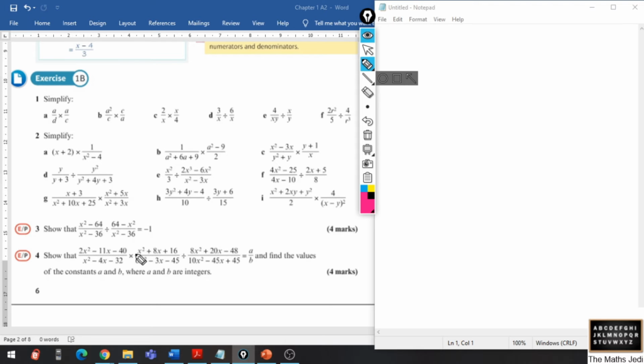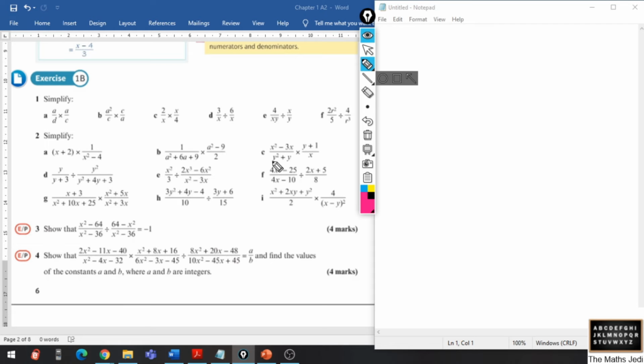So 2x squared minus 11x minus 40 over x squared minus 4x minus 32, times x squared plus 8x plus 16 over 6x squared minus 3x minus 45, and then divide by 8x squared plus 20x minus 48 over 10x squared minus 45x plus 45. And we've got to simplify that into a very easy form, a and b, where a and b are constants. So all the algebra is going to go. So we need to be very careful how we do this. Just take our time with it as we go.